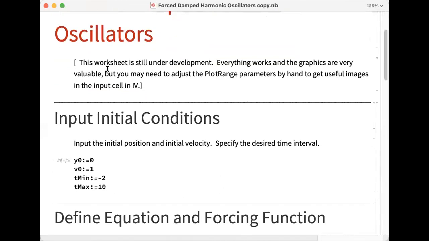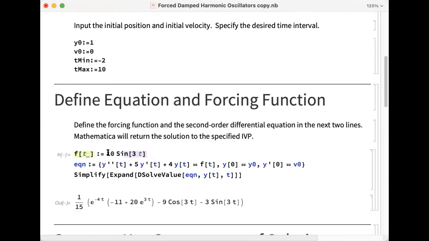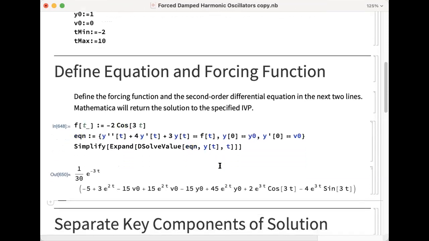Like I said last time, the worksheet's under development, but I think everything's pretty good. I could probably remove this note. Here are my initial conditions, 1 and 0. Time interval, I'll leave that way for a moment. My forcing function was -2 cosine of 3t. Notice the capital Cos and the square brackets. And my problem was 4y', 3y. There's my f of t, y naught, got it. Let's see what Mathematica thinks the answer is.